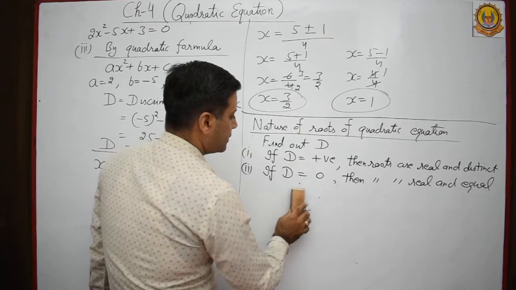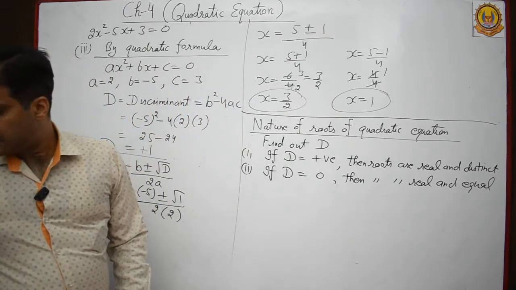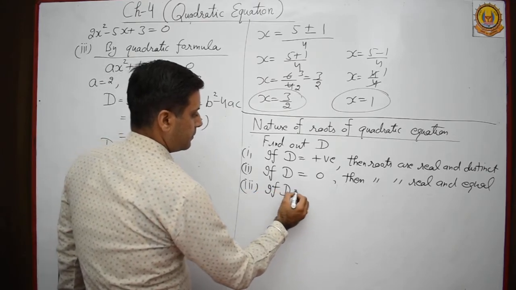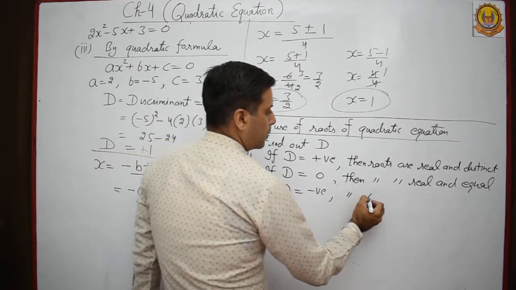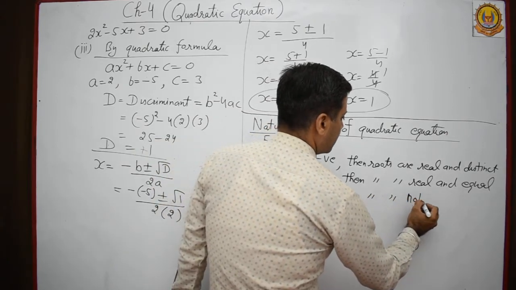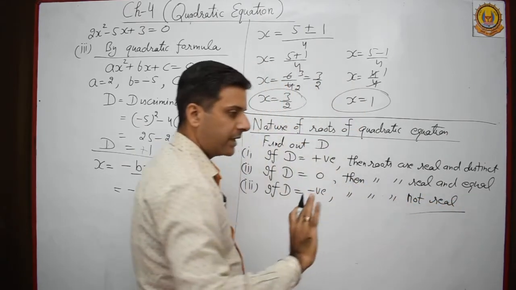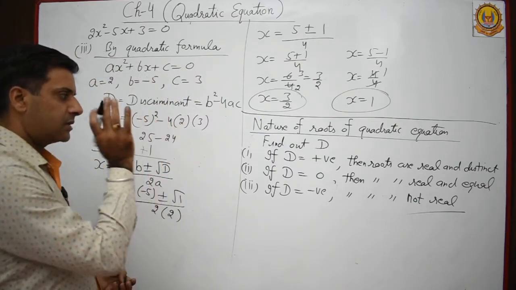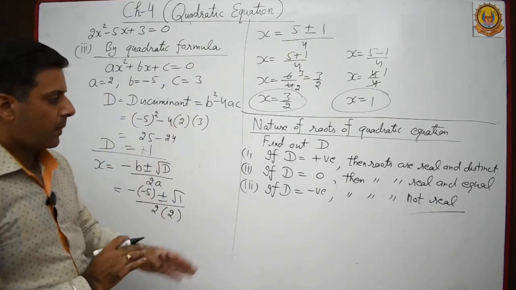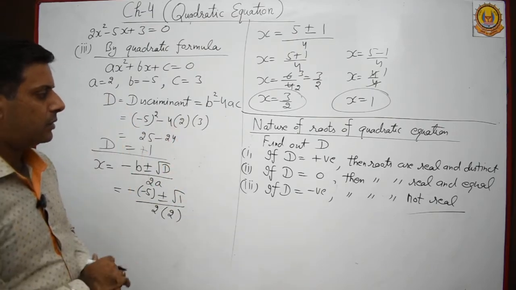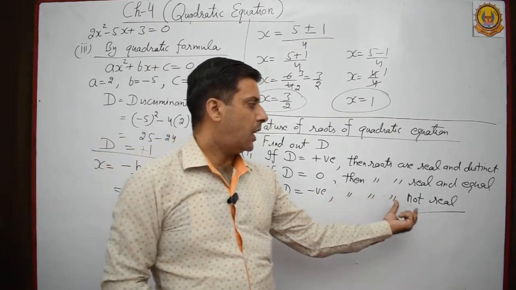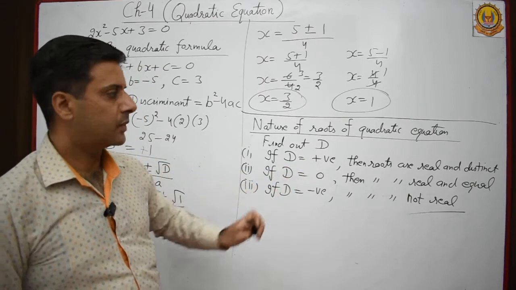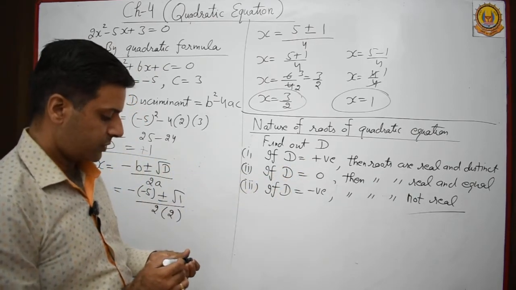And the third and last condition is, if D is negative, then the roots are not real. The roots will not be real. You can't solve this question. Just leave it as it is, and you can write down that the roots are not real. Only these two conditions are possible, positive and 0. Clear? So this is the nature of roots.